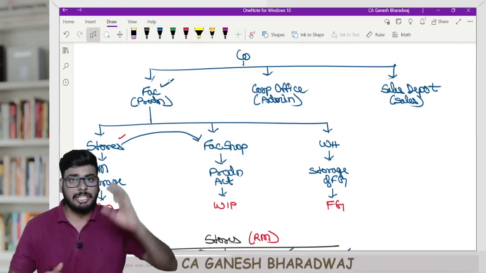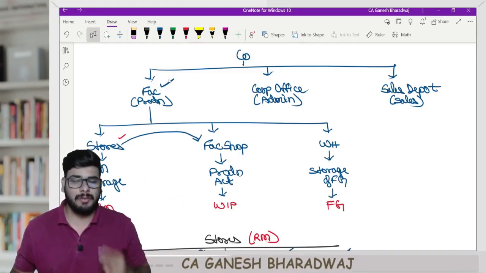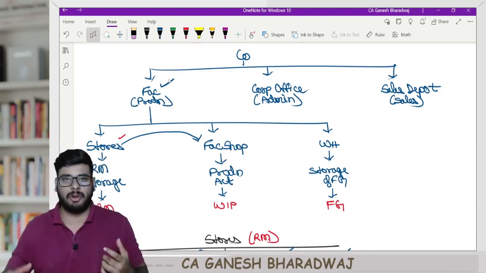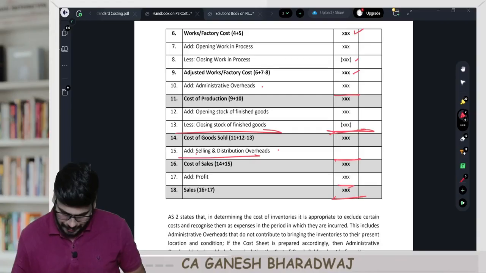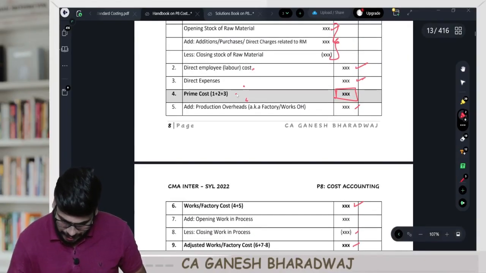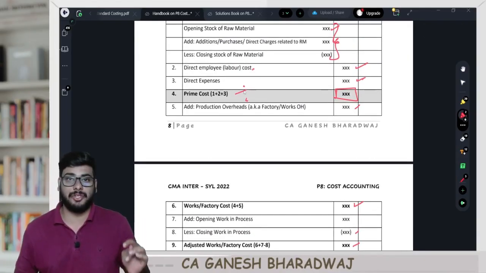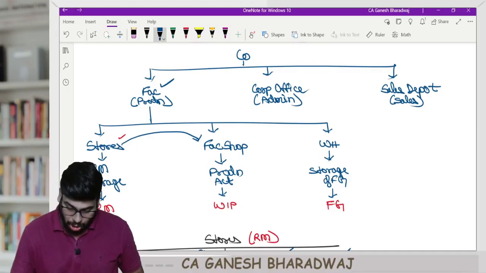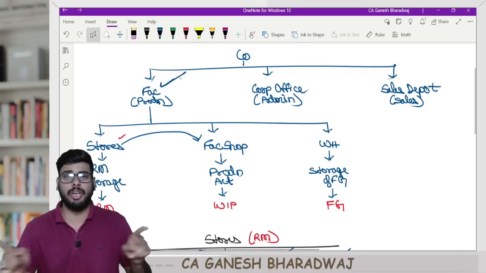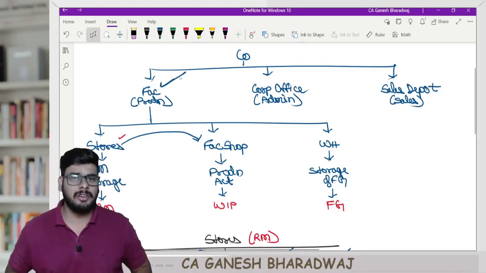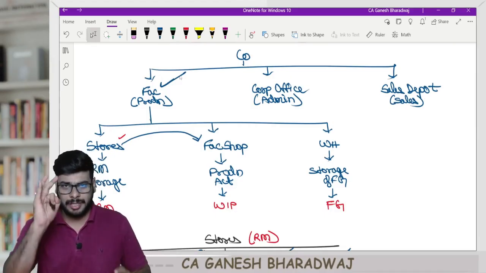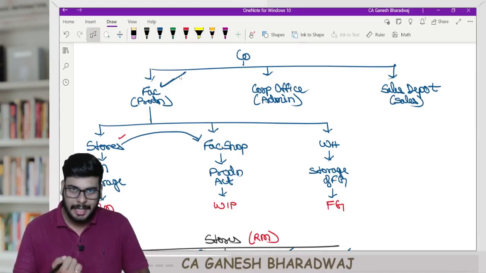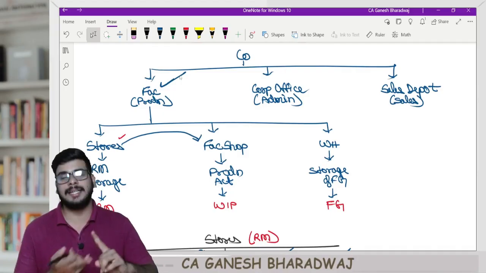We have seen this. So basically, what do you mean by prime cost, as they call it? Here we've seen it, no? Prime cost basically refers to all the direct costs incurred in the factory. Prime cost can happen only in the factory. Sir, what are all the direct costs incurred inside the factory? Only three: direct material, direct labor, and direct expenses.